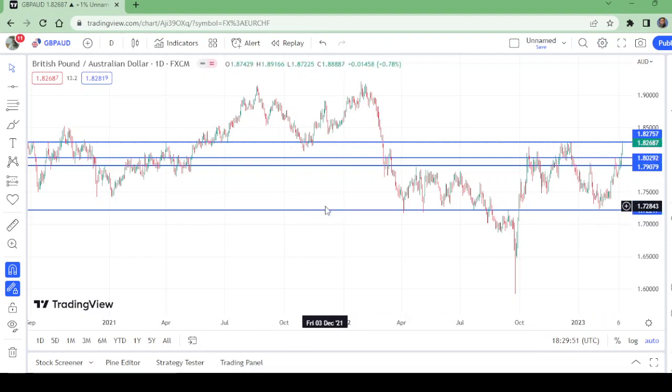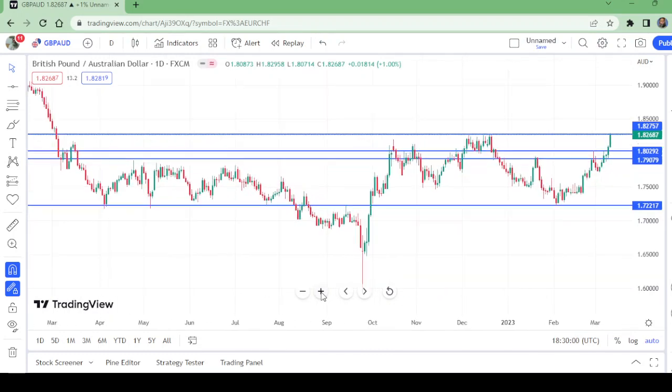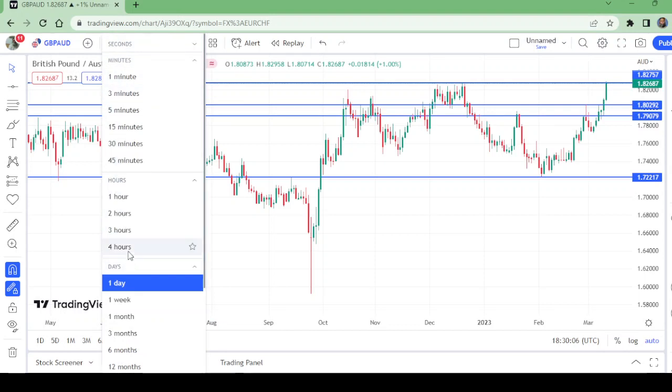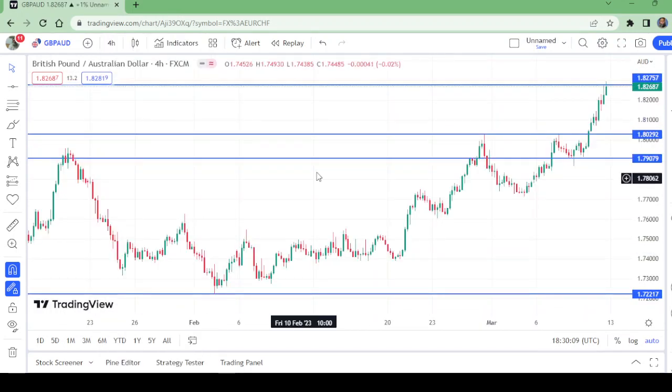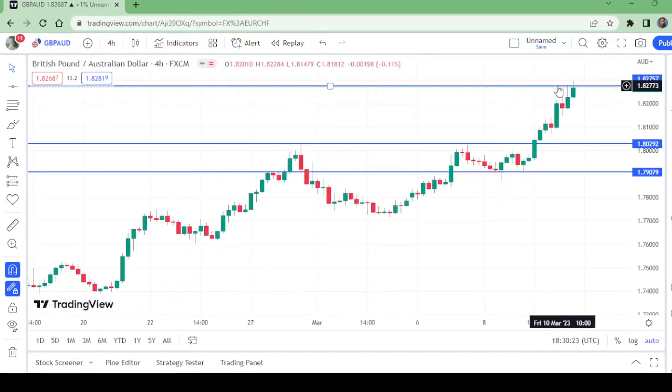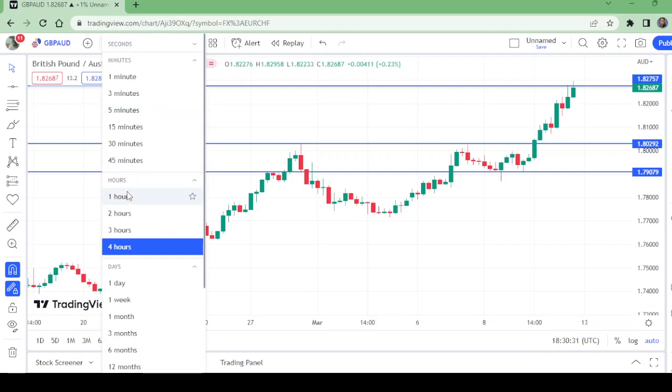Now the pair is going up, and we have to watch the levels on the 4-hour time frame for buying this. Now let us move to the 4-hour time frame. Yes, this level is broken. On the 4-hour time frame, it is quite clear that this level is broken. Why? Look here. First, in the 4-hour time frame, it touched this level, came down and then went up. And let us move to the 1-hour time frame.